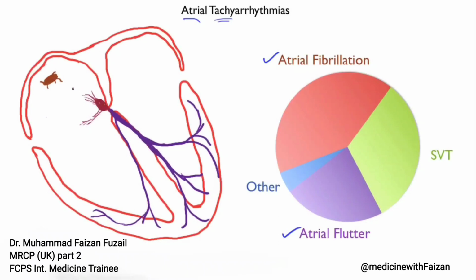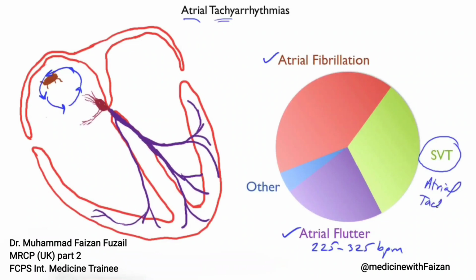Atrial flutter, on the other hand, is a rapid heartbeat coming from the top chamber, where the electrical signal is basically traveling around in a circle. And the atrial rate is usually somewhere between 225 and 325 beats per minute. Anything slower than that will generally fall into the category of supraventricular tachycardia or atrial tachycardia.